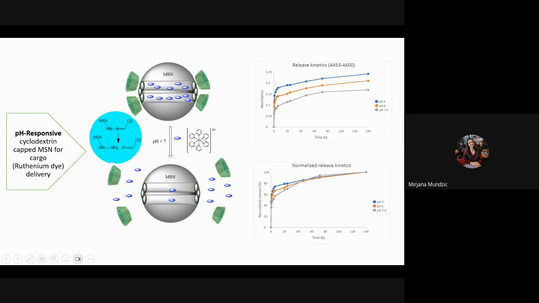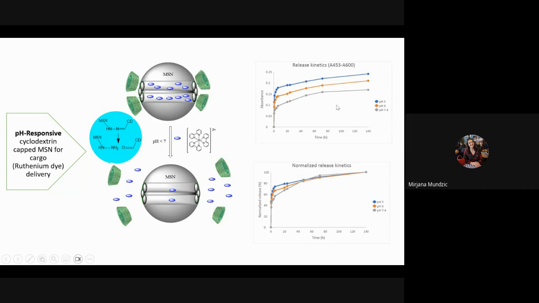It is just the first experiment, where we wanted to see whether we can load the pores with the dye and whether we can release it upon the lowering of the pH value. So this is a hydroxide bond, and upon the lowering of the pH value, it should be cleaved. That actually has happened. So here are the results of the release kinetics for the ruthenium dye.